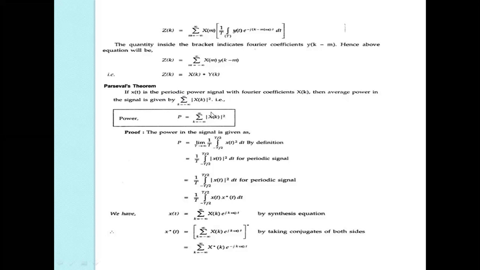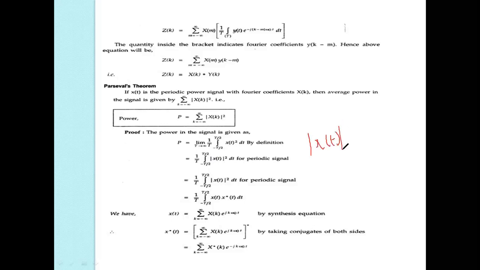the squared magnitude of the frequency function. See, for that function, we are not using the analysis equation or the synthesis equation here. Directly, by taking the power signal limit T tends to infinity, 1 by T, the integral from minus T by 2 to T by 2 of x squared of t dt. That x squared of t dt is, as a periodic signal, 1 by T, the integral from minus T by 2 to T by 2, the squared magnitude of x of t dt. And this squared magnitude of x of t we can write as x of t, and another one is the complex function, x star of t.